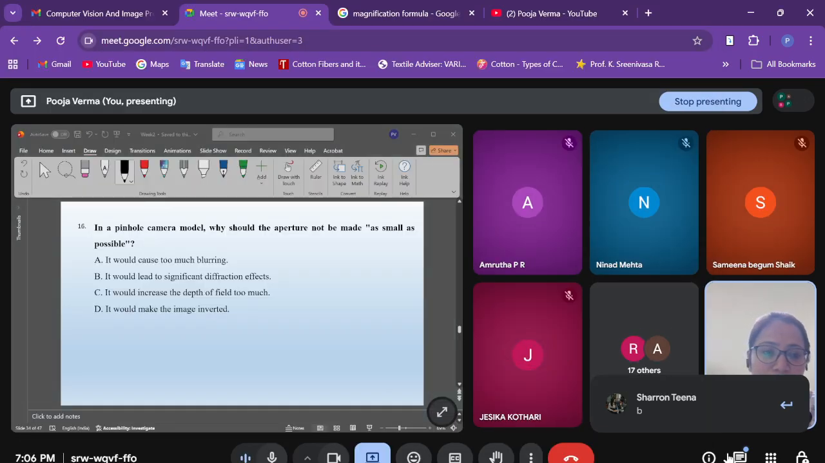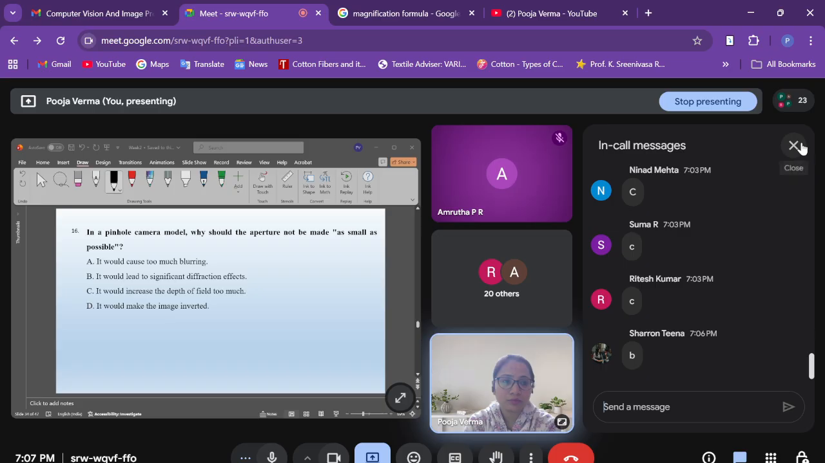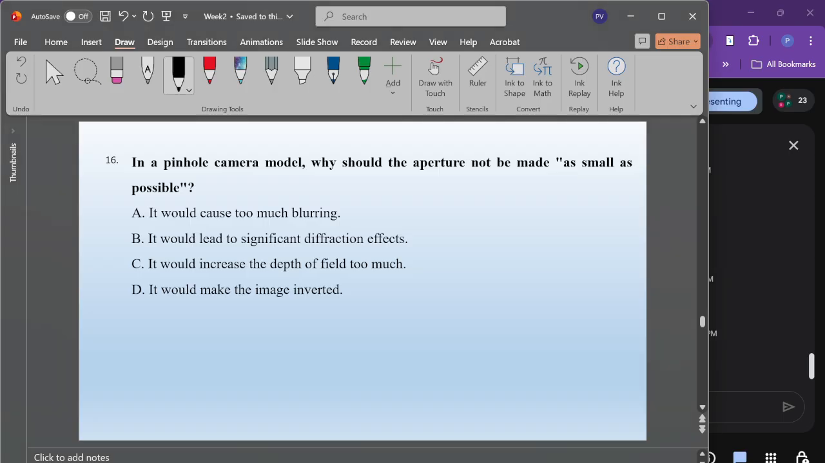Okay, option B. So our question is, in a pinhole camera model, why should the aperture not be made as small as possible?